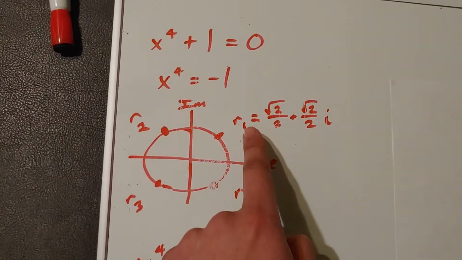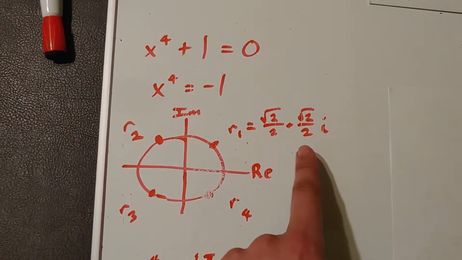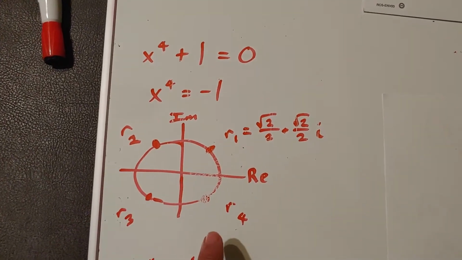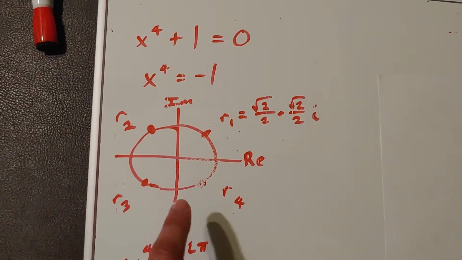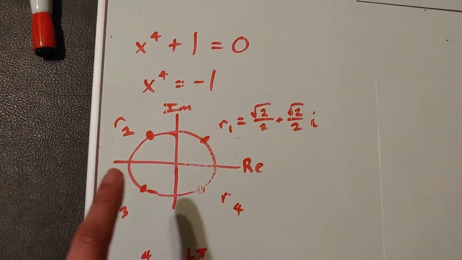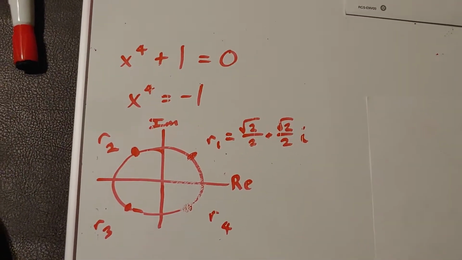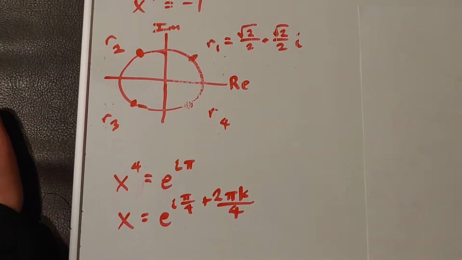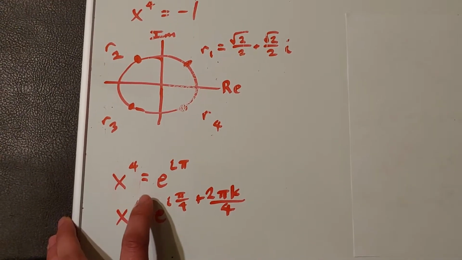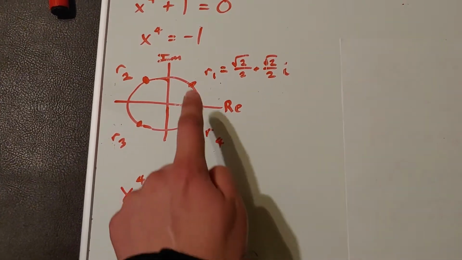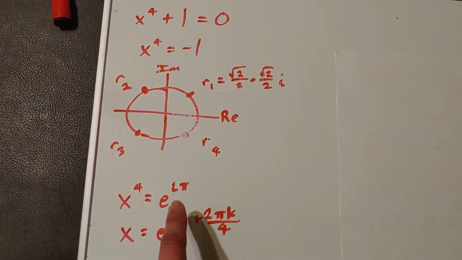R1 is equal to root 2 over 2 plus root 2 over 2 i, and R2, R3, and R4 are going to be in the same places in their respective quadrants in the complex plane, if that makes sense. Now, one way to find these roots is to convert to polar coordinates, actually. So we have x to the fourth is equal to e to the i pi, right? Because negative 1 is equal to e to the i pi.